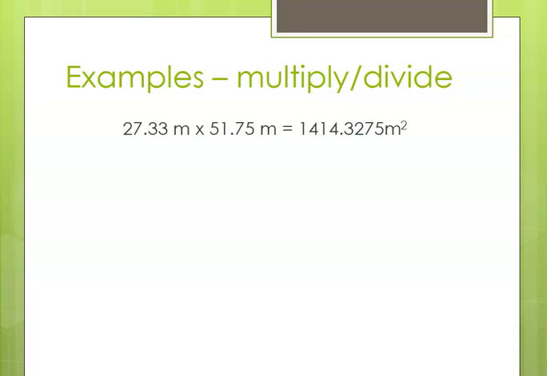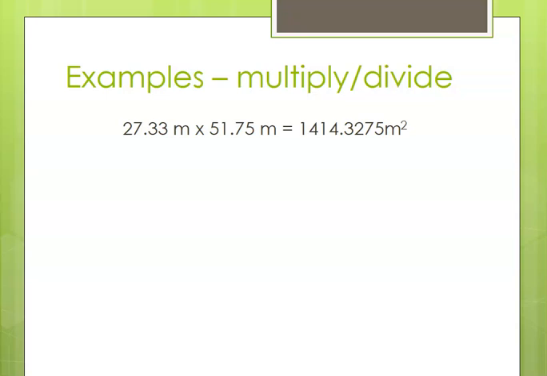Okay, so here's an example. We've measured a room to the nearest centimetre. We've got 27.33 metres in one direction. That's 27 metres and 33 centimetres if you're not happy converting units, and I might just talk about that in a moment. In one dimension, and 51.75 metres in the other dimension. When you multiply them together, it gives you this wonderful answer.